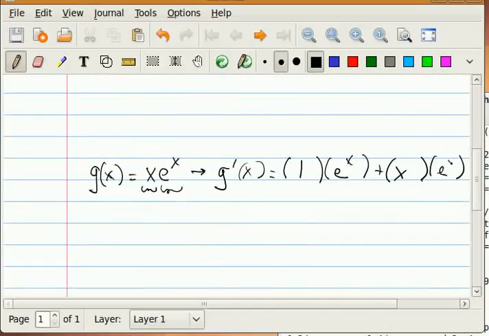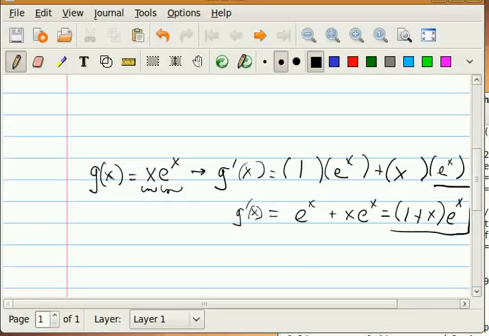Okay, so this is what we have. So g prime of x, the derivative of the function we started with, is just 1 times e to the x, so e to the x plus x times e to the x. And in the back of the book on one like this, they might factor out the e to the x and write it as 1 plus x times e to the x, just factoring out that e to the x power. Okay, but either of these answers is technically okay.